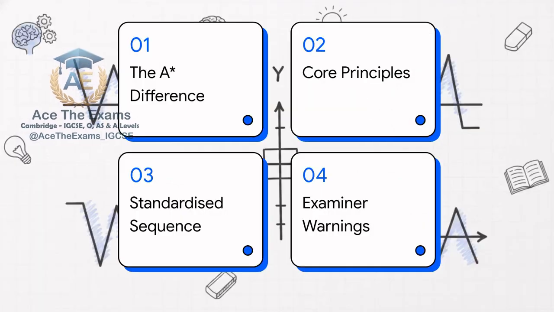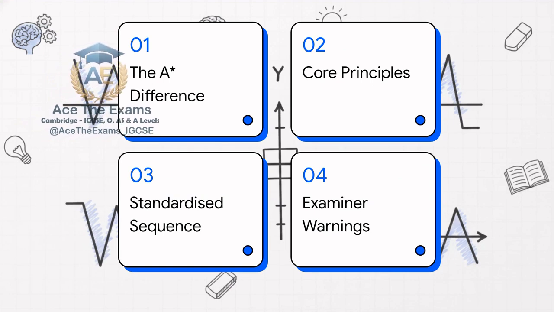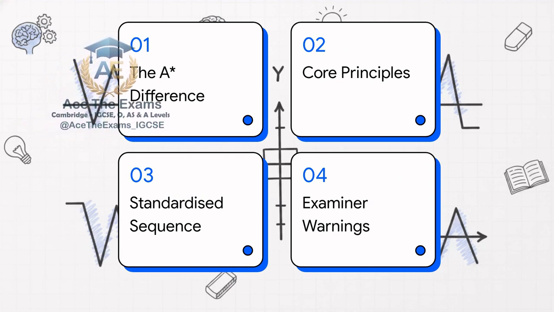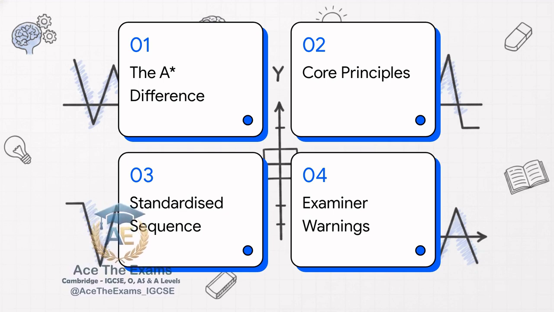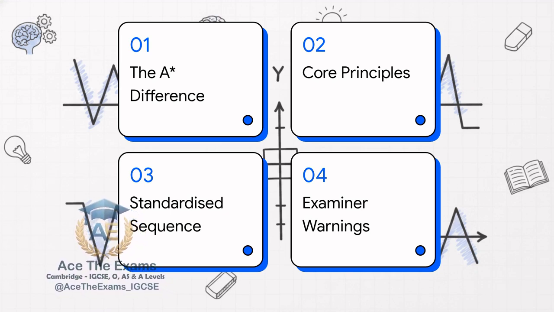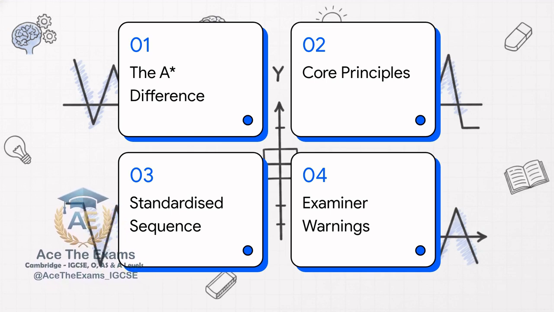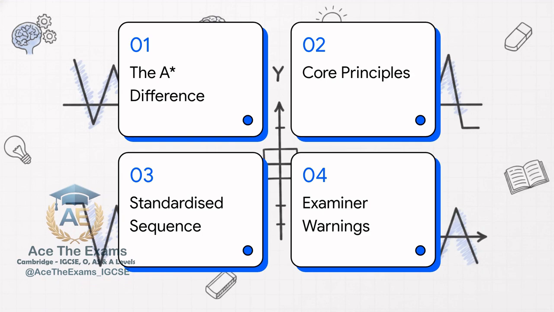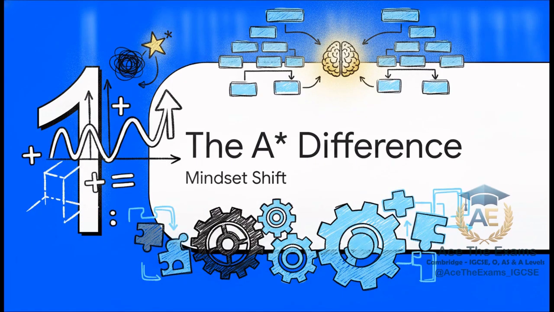Okay, let's dive into this. Here is our roadmap to systematically eliminate that exam anxiety once and for all. First up, the A-star difference, the complete mindset shift you need to make. Second, the core conceptual principles so you can hit those strict academic benchmarks. Third, the standardized sequence for your technical methodology. And finally, top examiner warnings, where we're going to uncover the most common traps that students fall into year after year. Let's start with our first agenda item, the A-star difference.